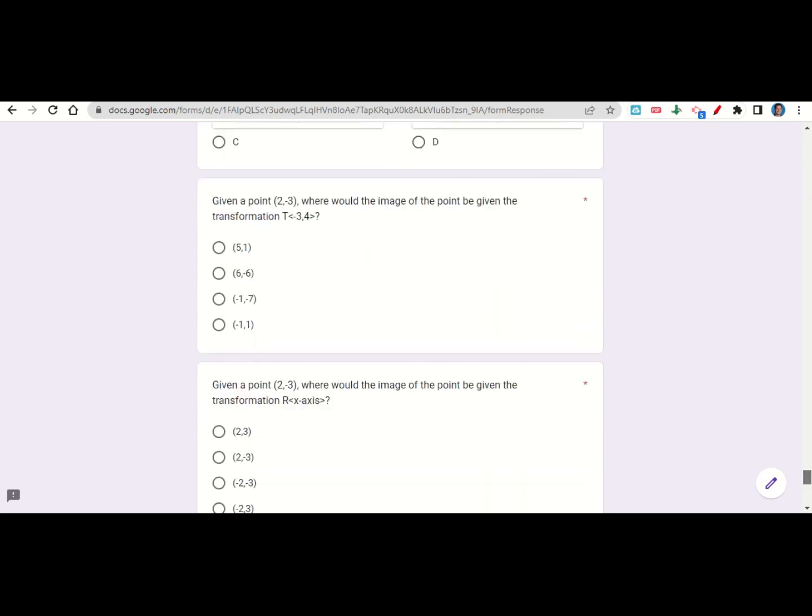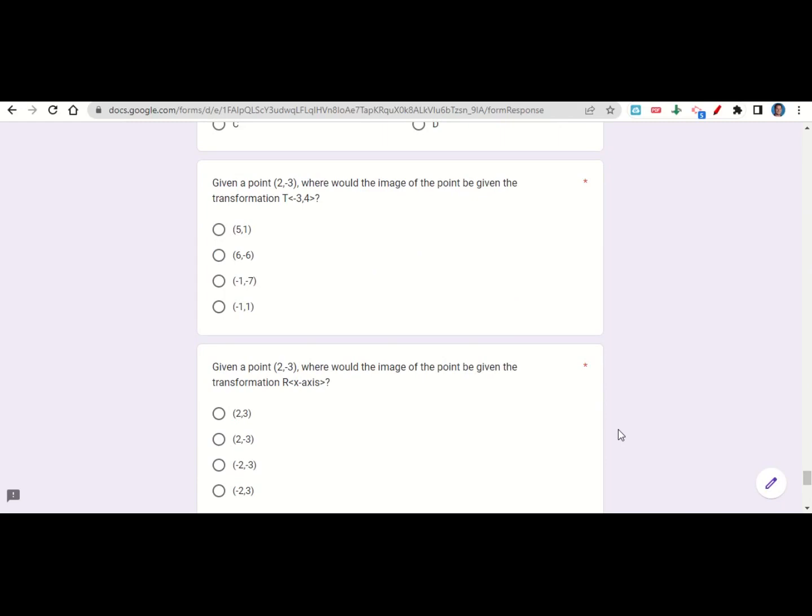And then when we get to here, let's take a look at this one. It says, given a point 2, negative 3, where would the image of the point be given the transformation negative 3, positive 4? So we're going to take our x and add these two together. So 2 plus negative 3 is negative 1. And then negative 3 plus 4 is positive 1. So we should be at negative 1, positive 1, which is this one here.